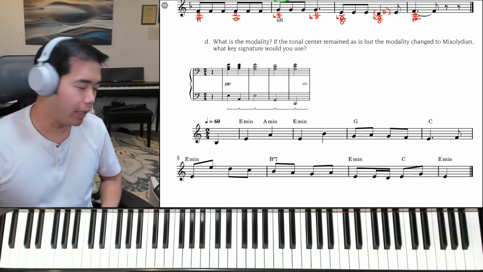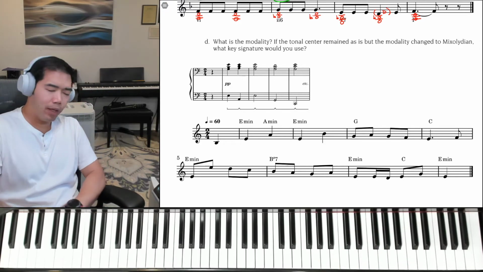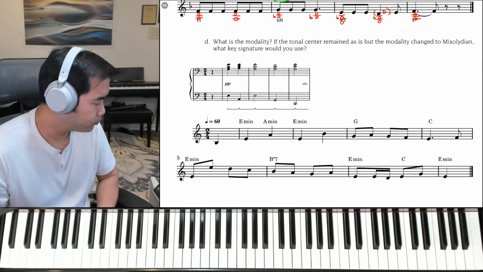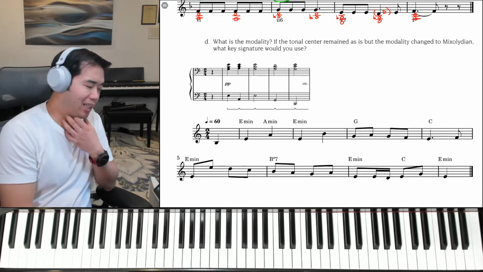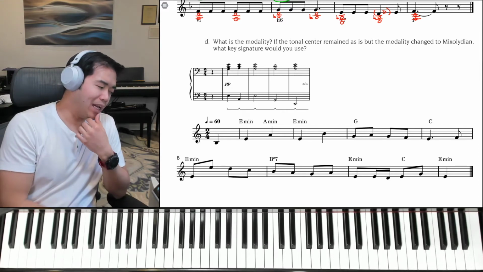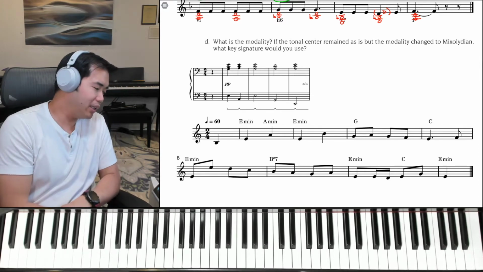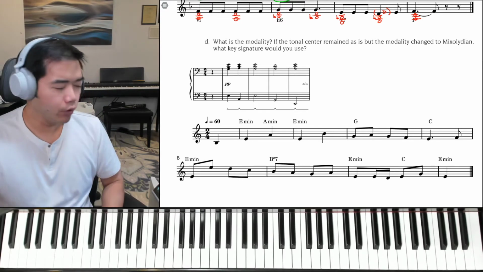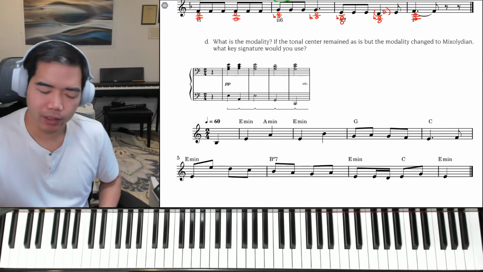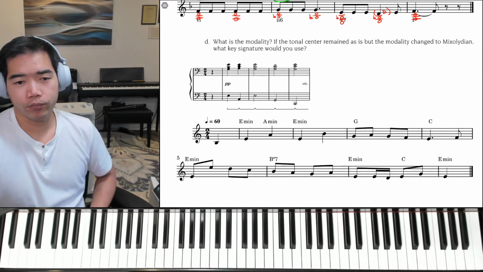Now let's take a look at Harmonization Example 1D on the bottom of page 147. If we look, it's asking us what the modality is. If the tonal center remained as is, but the modality changed to mixolydian, what key signature would you use, it asks. So first, we have to understand what the mixolydian modality is.